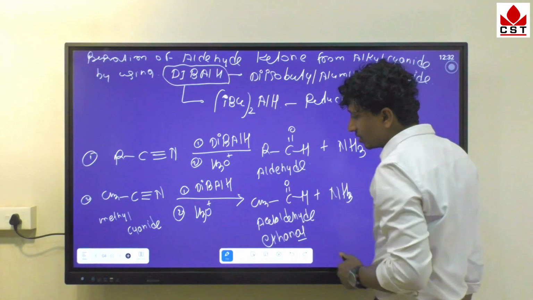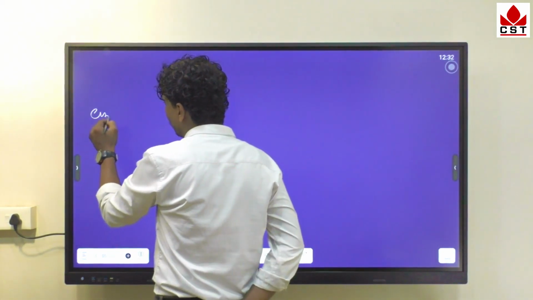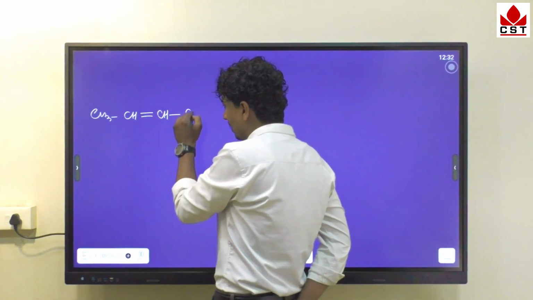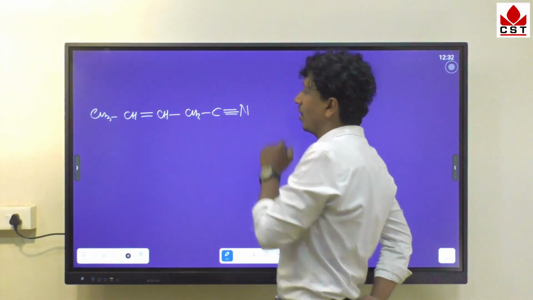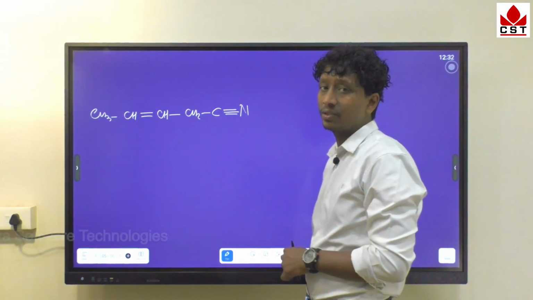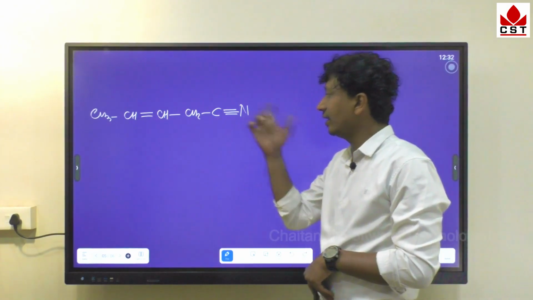Okay? Now the best example of DIBAL-H is, okay, there is a CH3-CH=CH-CH2-C≡N, and this is the main reactant required for DIBAL-H. DIBAL-H is needed for the reduction of a double-bond containing cyanide.